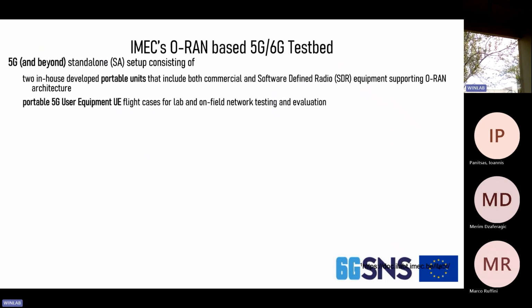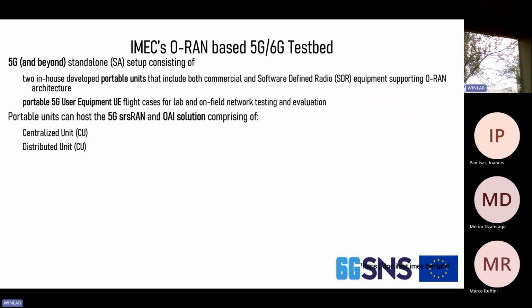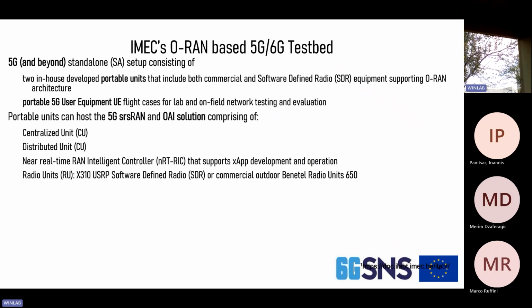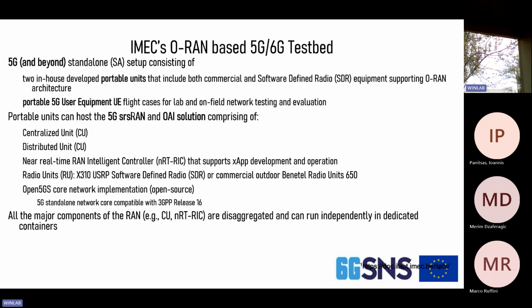Now, in terms of our testbed at Ghent, we have a standalone setup consisting of 2 portable units. This portable unit comprises SDRs and OAI. It has a central unit, DU, and RU, and we also have a real-time rig and a non-real-time rig. We have 2 versions of radio, Benetel radios, and some other things. Since we are talking about the standalone, we are using the open source Open5GS as the core part. All the 3 RAN entities are disaggregated so you can do mix and matching, for a plug and play sort of research, from this one to that one.